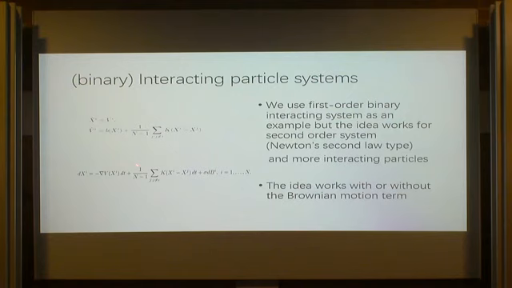If you take some limit, like the over-damped limit, you arrive at this first-order system. Again, this is a particle xi. This is the external potential, which comes from some force, the gradient of a potential. Then you have this interacting potential. You can also add a noise, Brownian motion. So this kind of equation we're going to talk about and try to solve numerically.